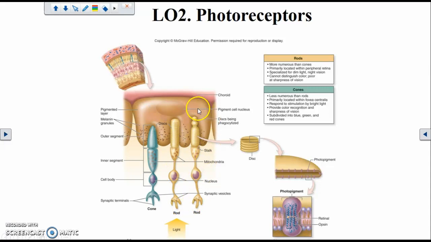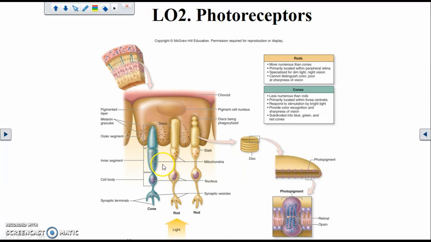Rods respond mostly for dim vision. So during nighttime, black and white conditions, the rods are much more active. Cones are active when you have bright light. Cones discriminate between colors, right? Rods discriminate between black and white images, grayscale.